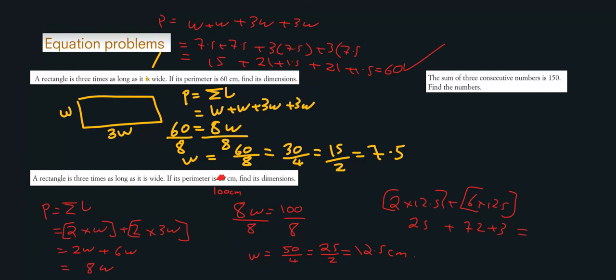70, 80, 90, 5, 6, 7, 8, 9, 100. Correct. Okay, so have a go at doing this.